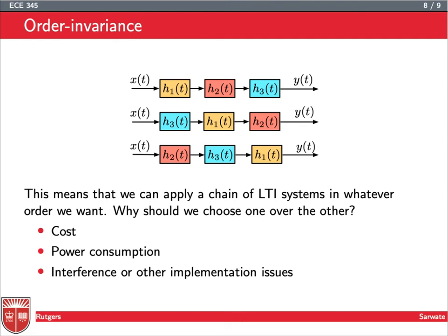So power is also a major reason why we might want to do one of these systems first and then followed by the other. And then there are other issues like interference or other implementation issues, like you want to get rid of some high frequency artifacts because that'll mess up stuff later on. All these factors come into play when you're actually trying to implement these systems, but mathematically they're all the same. So it might be easier to analyze it one way, but when implementing it, you might analyze it a different way.